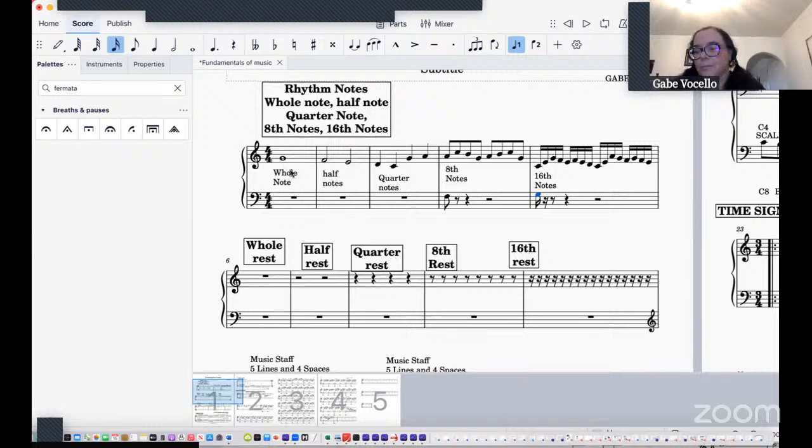Duration. For this we're going to have the reference of the quarter note, and we're going to say ta. A whole note is equal to 2 half notes. A whole note is equal to 4 quarter notes. A whole note is equal to 8 eighth notes, and a whole note is equal to 16 16th notes. One half note is equal to 2 quarter notes. One half note is equal to 4 eighth notes. One half note is equal to 8 16th notes.